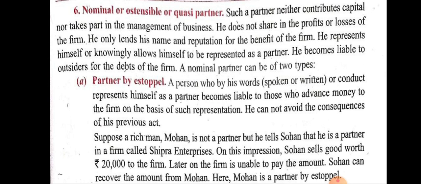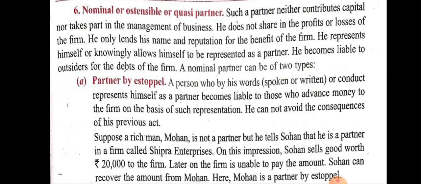He represents himself or knowingly allows himself to be represented as a partner, and he becomes liable to outsiders for the debts of the firm. So the nominal or quasi partner doesn't contribute capital, nor participate in the management of the business, nor share profit and losses, but only lends their name and reputation for the benefit of the business. Two types of nominal partner: partner by estoppel.